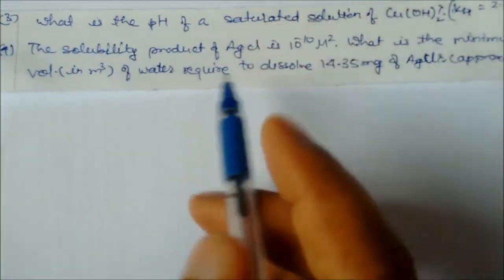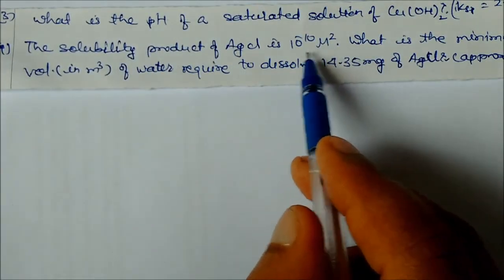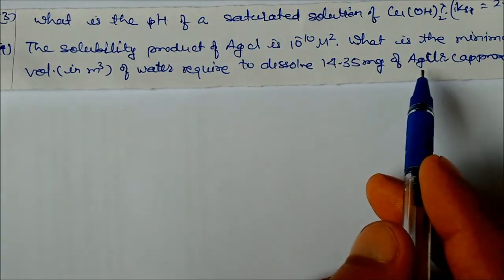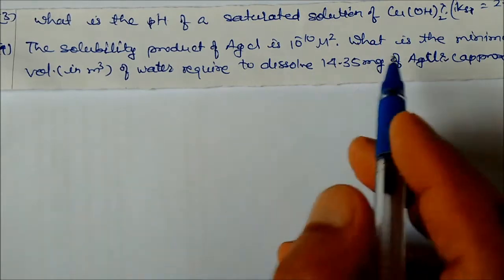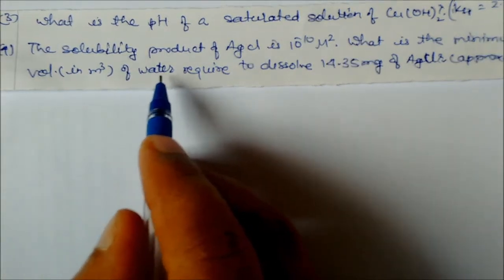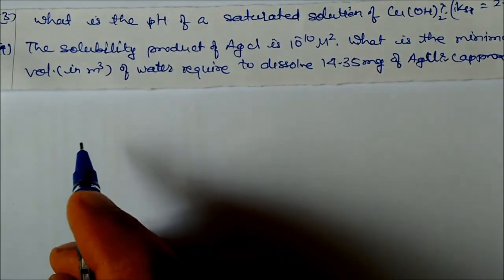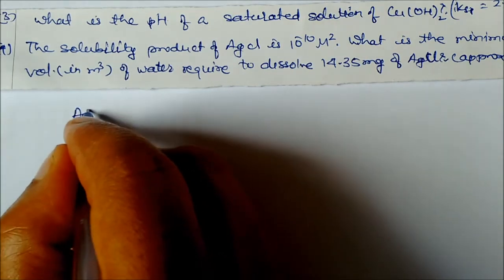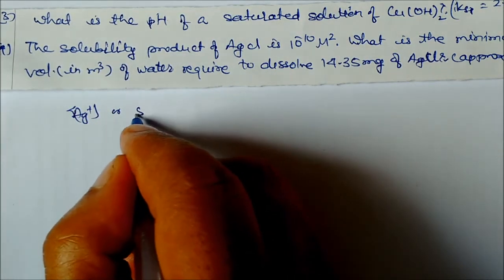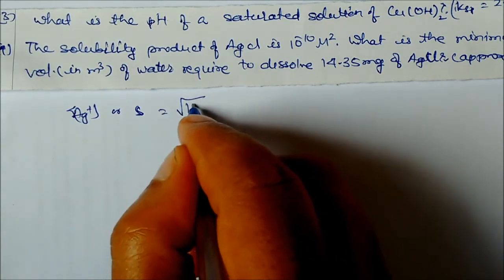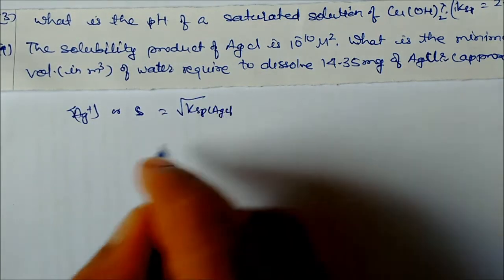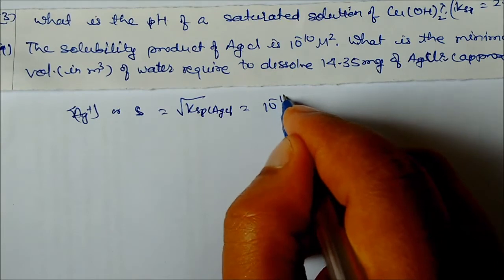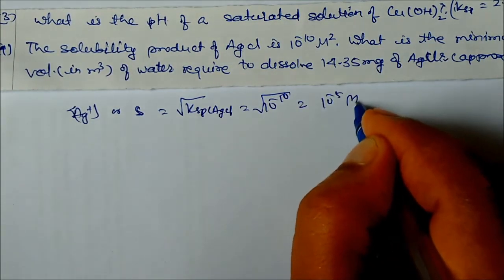The solubility product of AgCl is this much squared. What is the minimum volume of water required to dissolve 14.35 milligram of AgCl approximately? So we require a minimum volume of water to dissolve this much gram. First we'll find the concentration of Ag plus, which is nothing but S. So how much is S? It is the square root of KSP of AgCl, which is given here as 10 to the power minus 10. The square root will be 10 to the power minus 5 molarity.